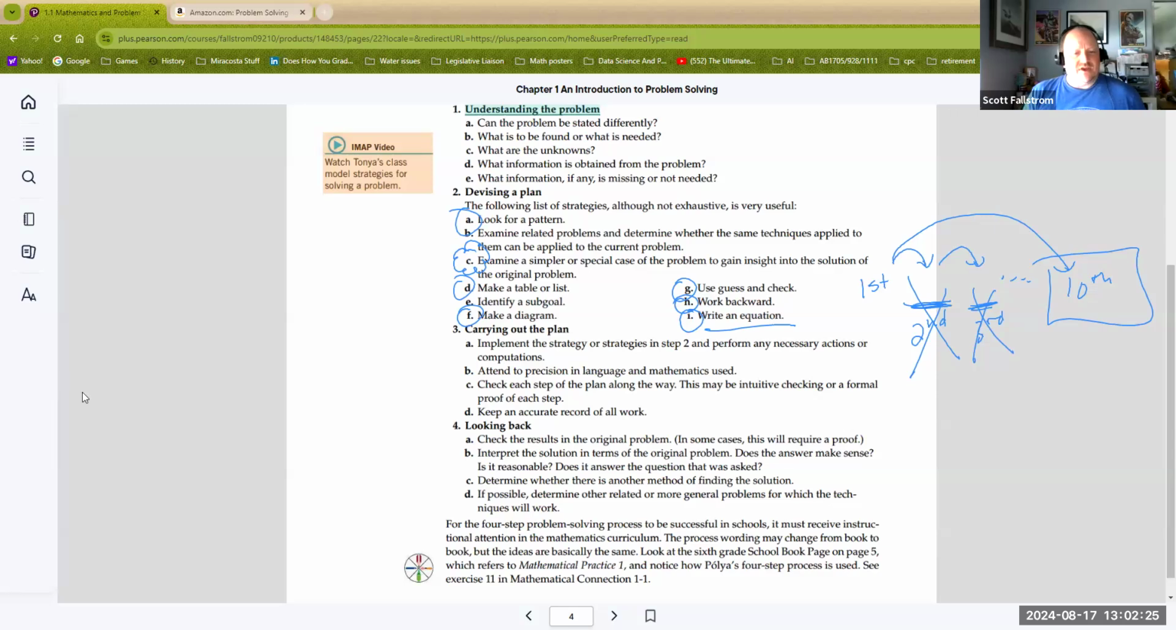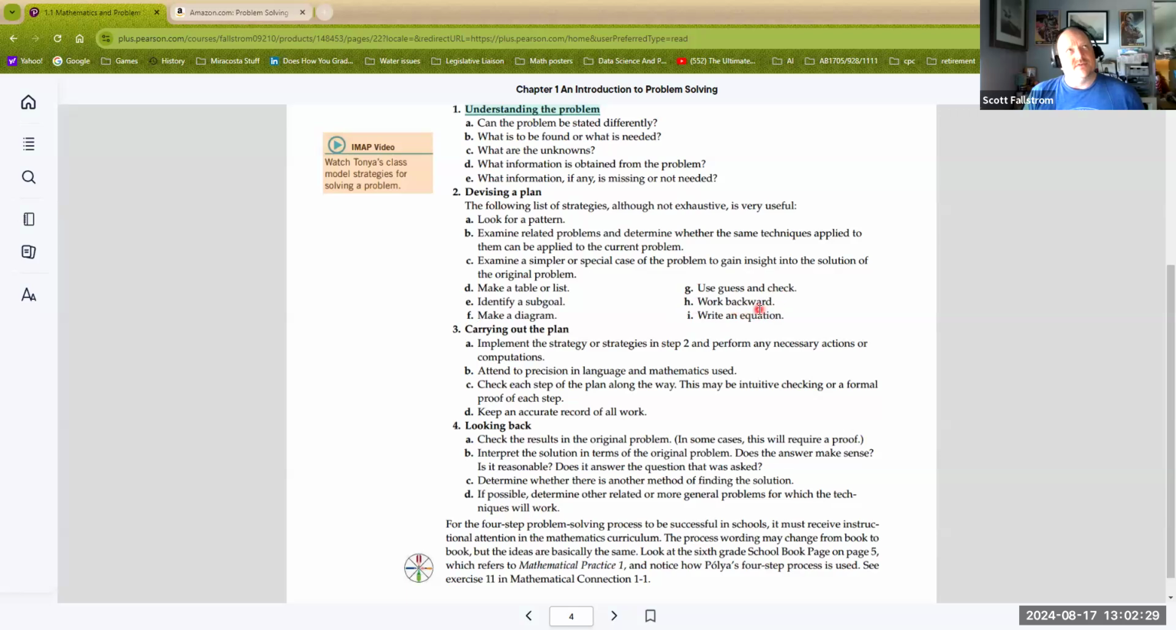Once you've got a plan, go carry the plan out. Go do it. Say, okay, I think I'm going to use work backwards. Okay, now go do it and see what you end up with at the end. Make sure you keep an accurate record of your work. This is a big part of our class.